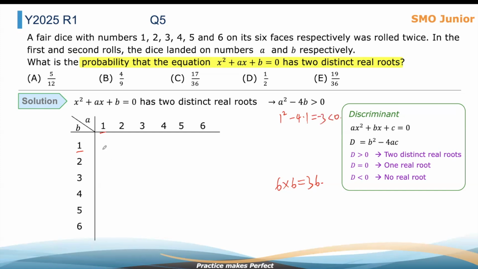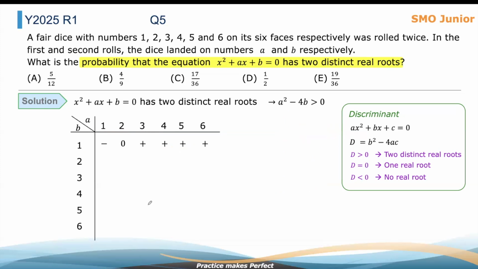So the value of the discriminant is negative. In this case, b is 2. 2 squared minus 4 times 1 is 0. When a is 3, 3 squared minus 4 times 1 is 5, greater than 0. When a equals 4, 5 or 6, because 4, 5, 6 are greater than 3, the discriminant will be positive.